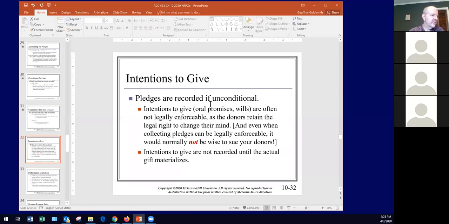Intentions to give. Pledges are recorded if they're unconditional. Intentions to give, oral promises, wills are often not legally enforceable, as the donors retain the legal right to change their mind. And even when collecting pledges can be legally enforceable, it would normally not be wise to sue your donors. Intentions to give are not recorded until the actual gift materializes.